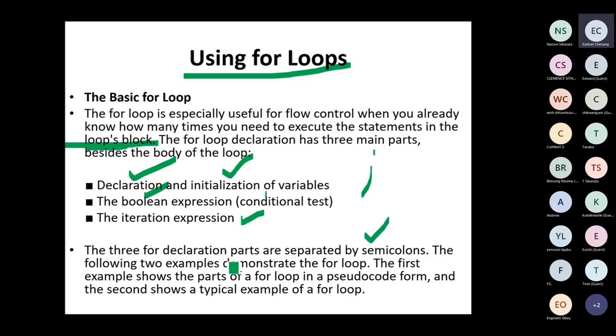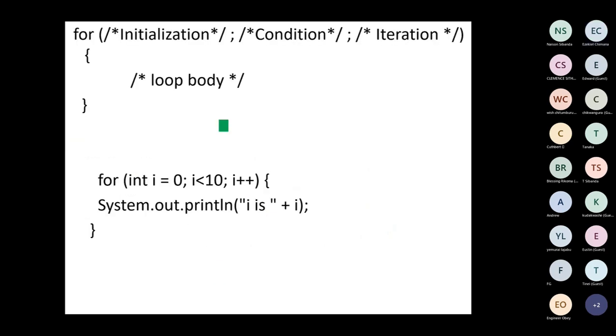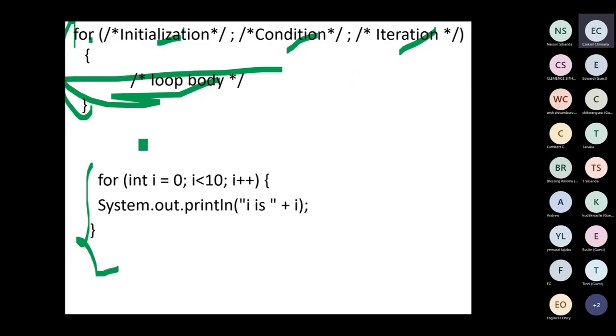The following two examples demonstrate the for loop. We've got the examples on the next slide. The first example shows the parts of a for loop in pseudocode form, and the second shows a typical example of a for loop. The pseudocode is not exactly what you write in your code, but this one is what you write. You just write for, and then you do the initialization here, then your condition here, then your iteration here, and then the body that you want to loop here.